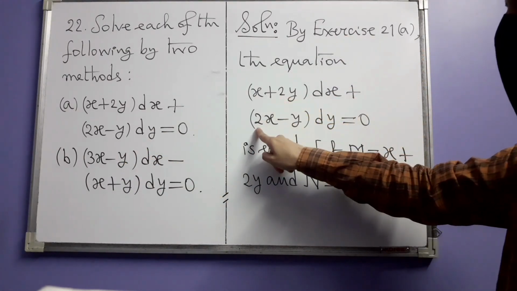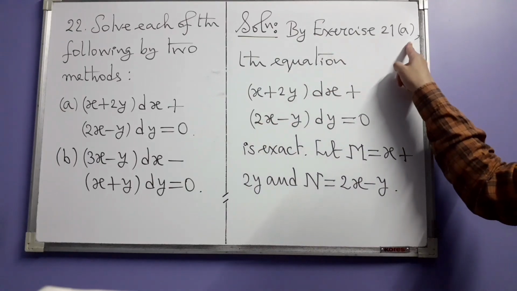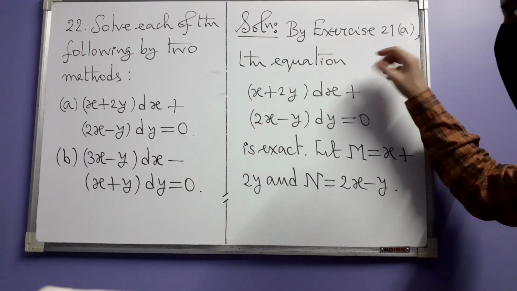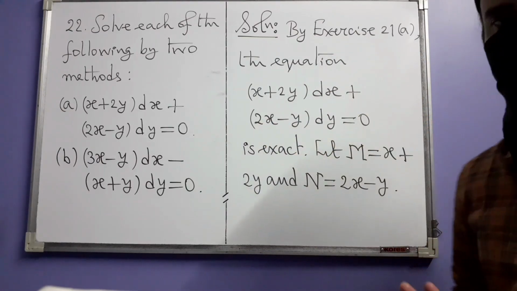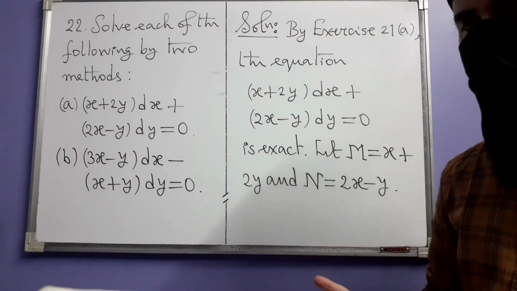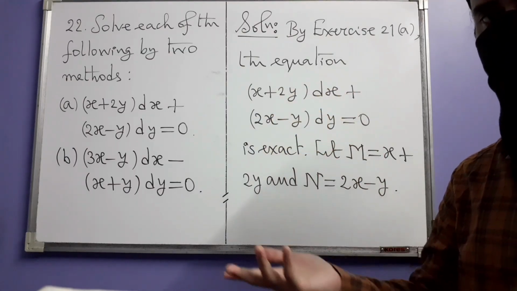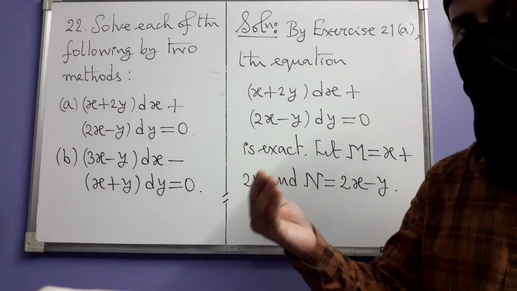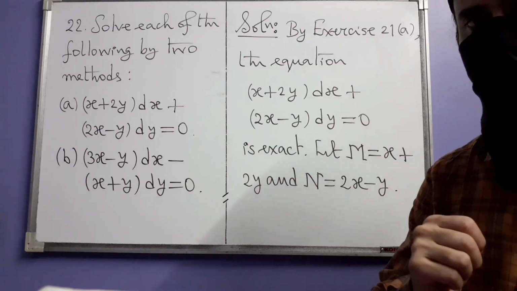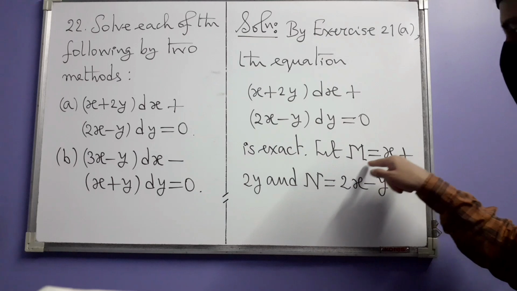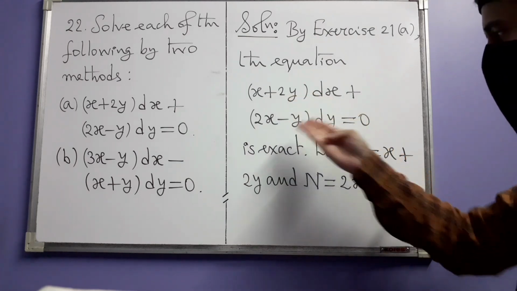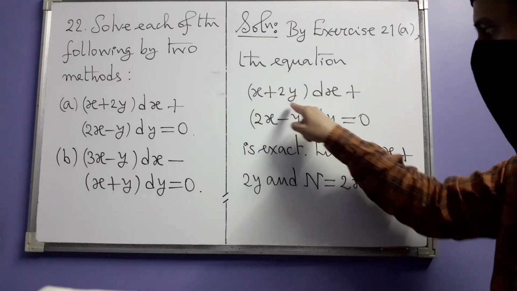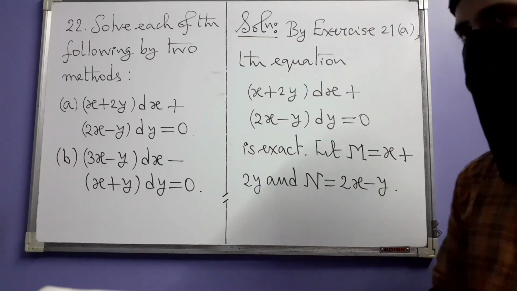Because this is equal to this, by exercise 21A part A, this equation is exact. Alright, and now you recall the method for solving exact equations, which are of the form M dx plus N dy equal to 0. So accordingly we also name these two functions. Let M be x plus 2y and N be 2x minus y.